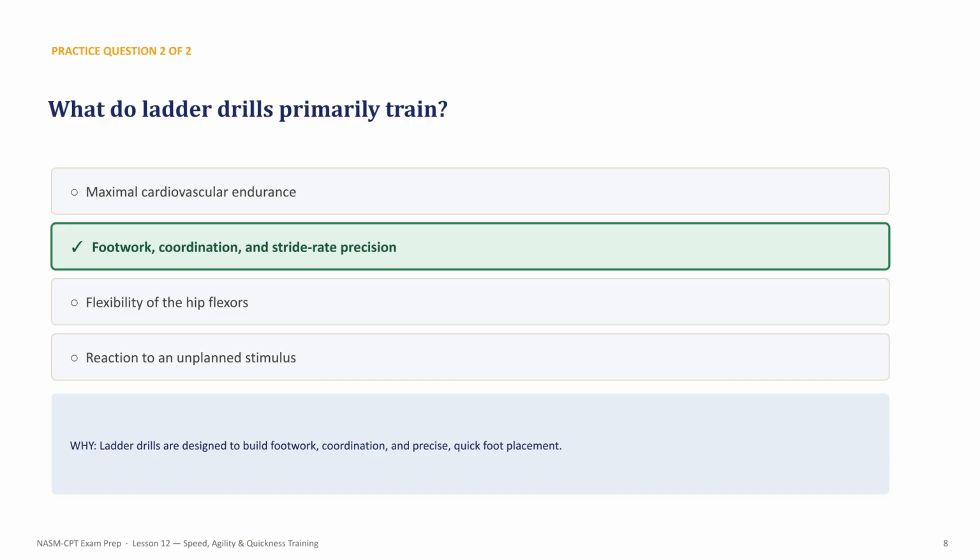One more question. What do ladder drills primarily train? Pause and think back to the 3 drill types. The correct answer is footwork, coordination, and stride rate precision. Here's why. Ladder drills are designed to build footwork, coordination, and precise, quick foot placement.